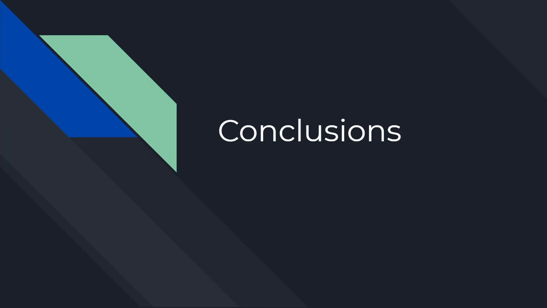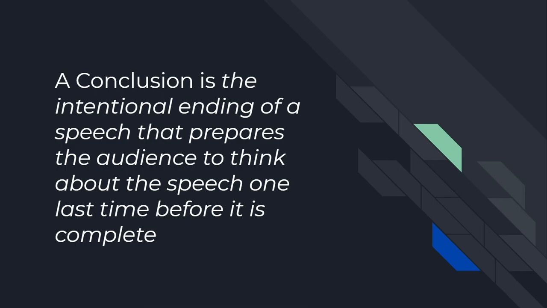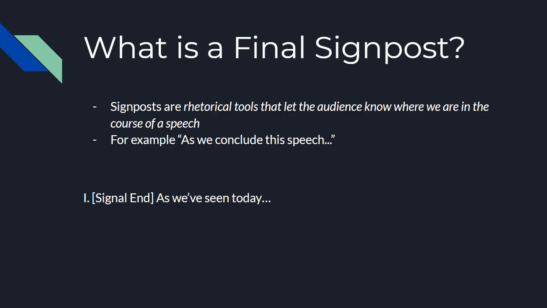And speaking of nearing the end, we got conclusions. A conclusion is the intentional ending of a speech that prepares the audience to think about the speech one last time before it is complete. So one of the first things in your conclusion is a final signpost. And what is a final signpost? It is a rhetorical tool that lets the audience know where we are in the course of a speech.